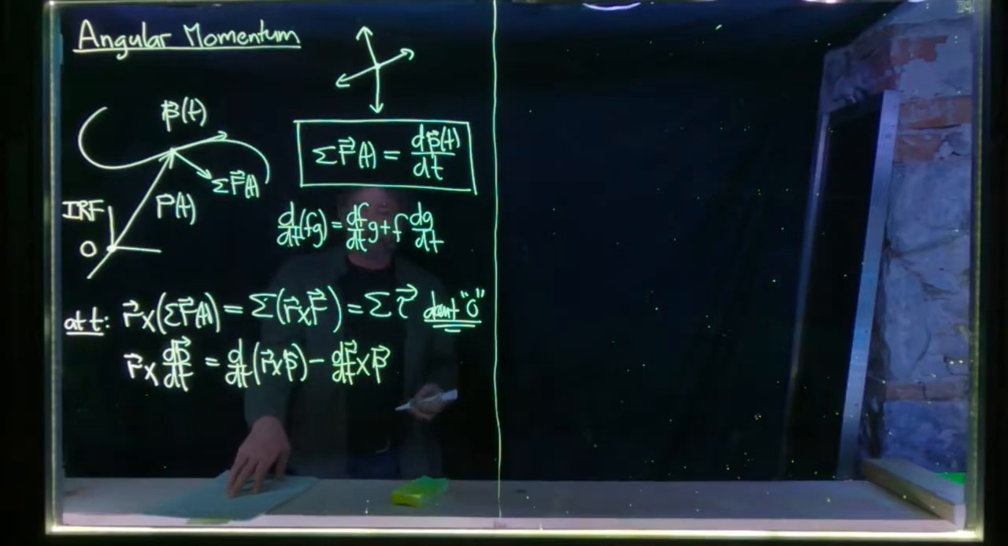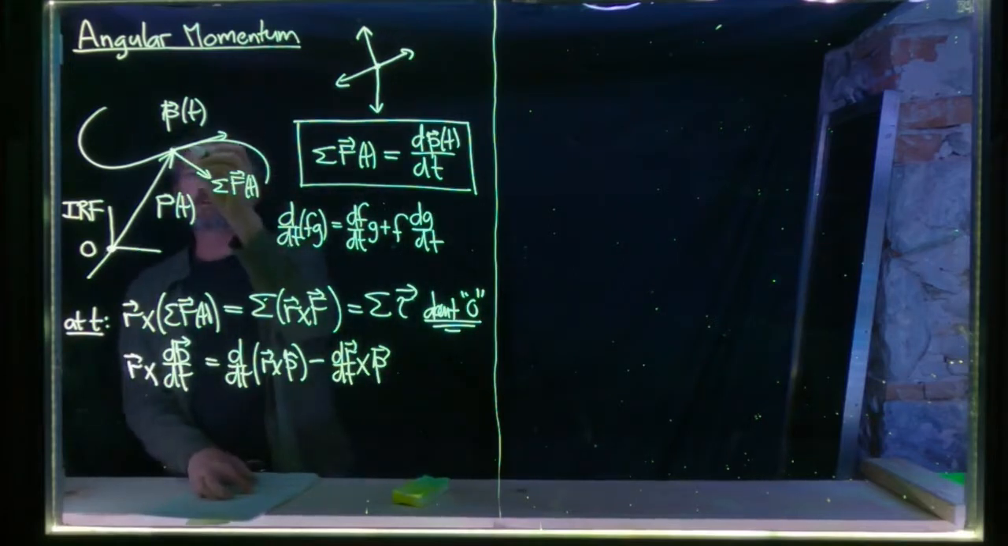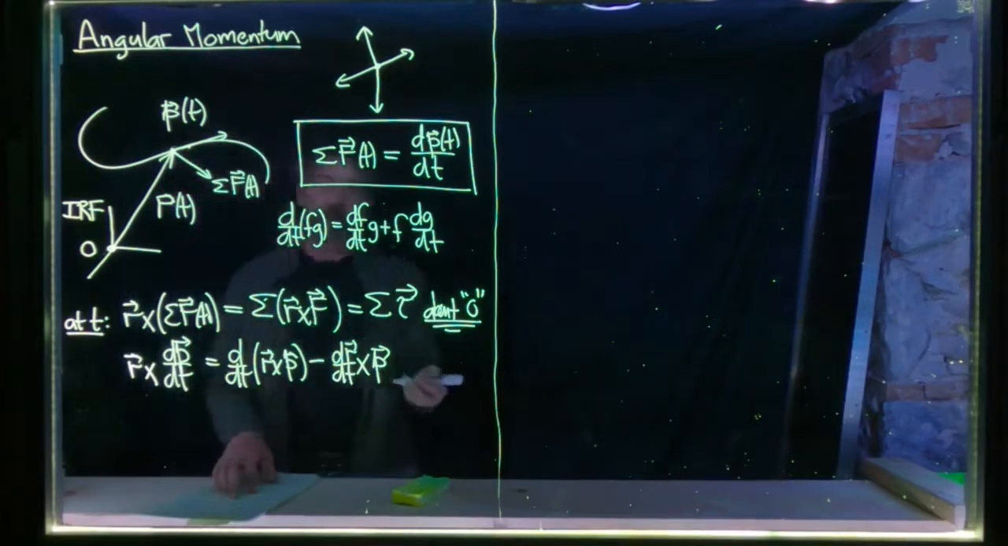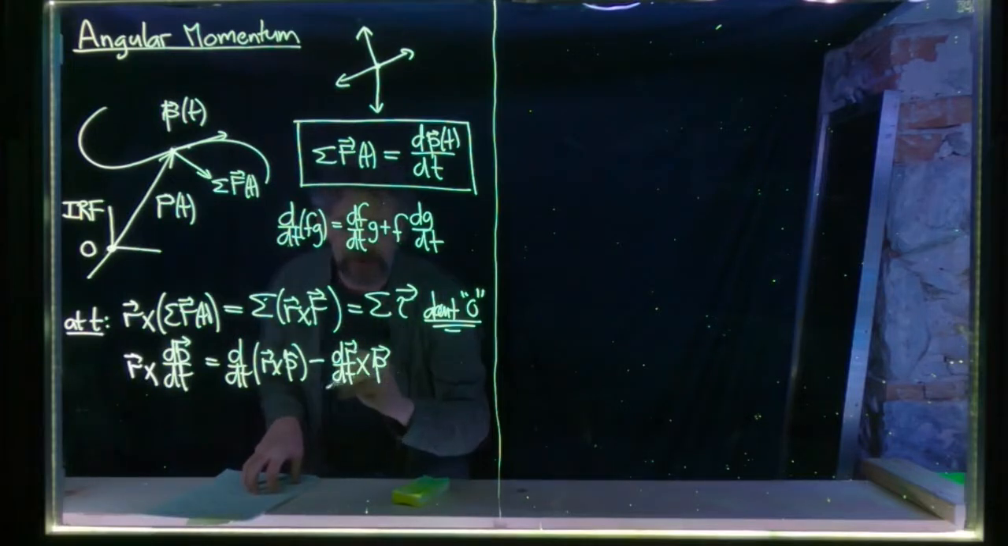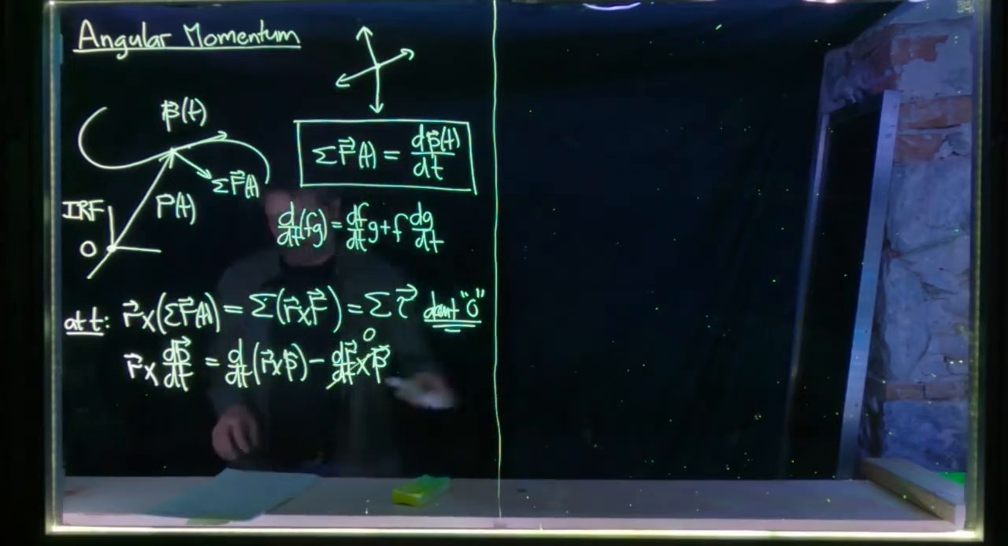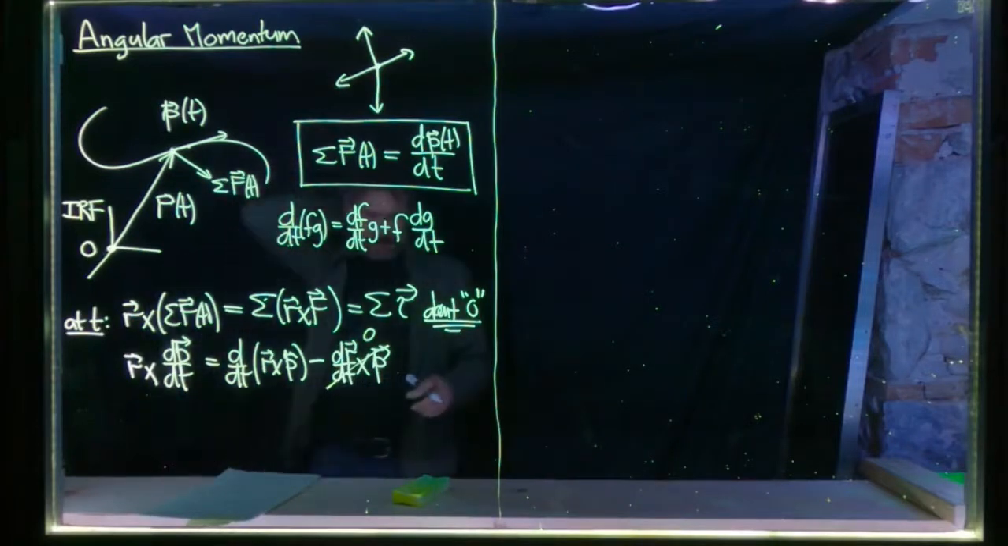Okay? Now we look at this second term over here, and dr/dt is r at the next instant of time. dr/dt is, of course, the velocity. The velocity is in the same direction as the momentum. They are parallel vectors. So the vector cross product is 0. Okay? Great. So then we look at this and we have something.